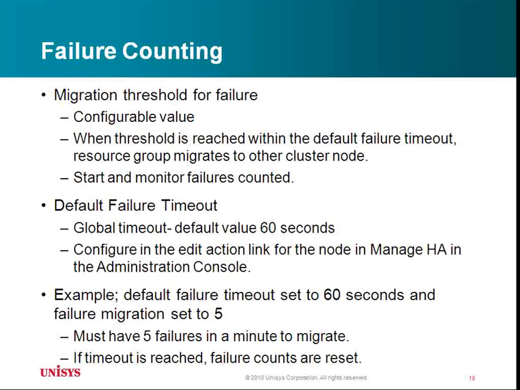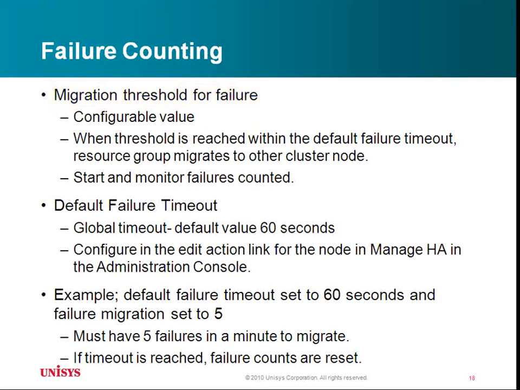There's a concept called failure counting in HA. For all resources in the cluster, you can configure what we call a migration threshold. When the threshold is reached within a failure timeout, which defaults to 60 seconds, then the resource group migrates to the other cluster node. So start and monitor failures are counted.